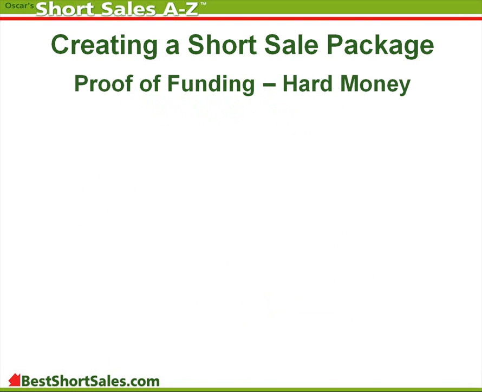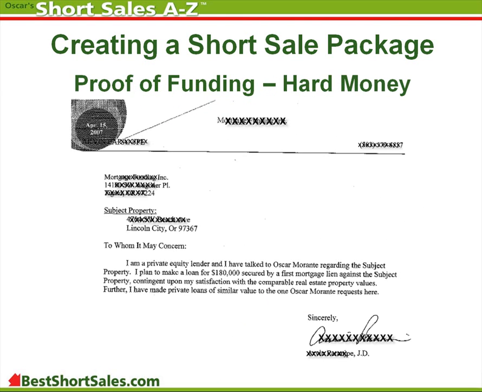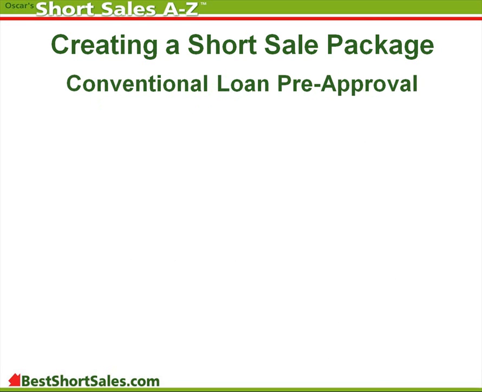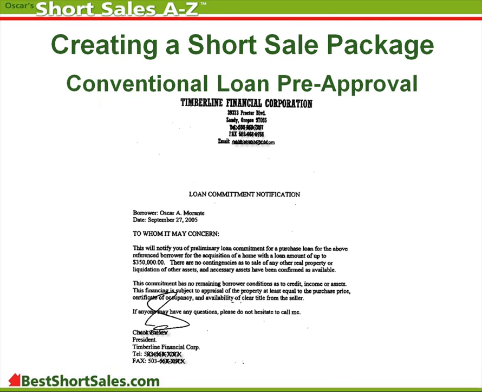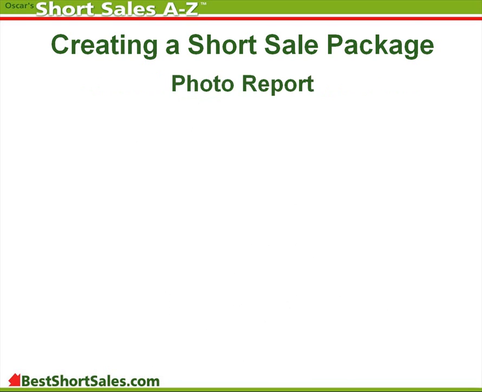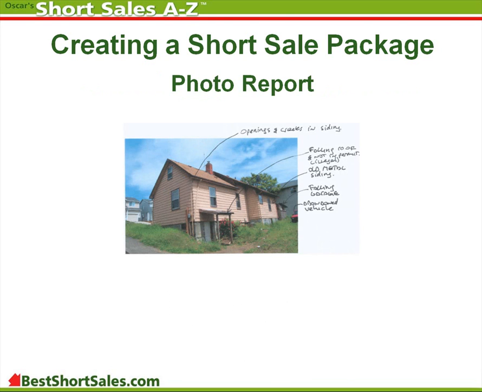Proof of funding, hard money. There is nothing like being able to close quickly. A proof of hard money funding is very helpful for this. A bank statement showing the money works even better. Conventional loan pre-approval. A proof of conventional loan pre-approval is usually sufficient for most short sale packages. Photo report. If the property is in poor shape, it is good to provide evidence of all the shortcomings.